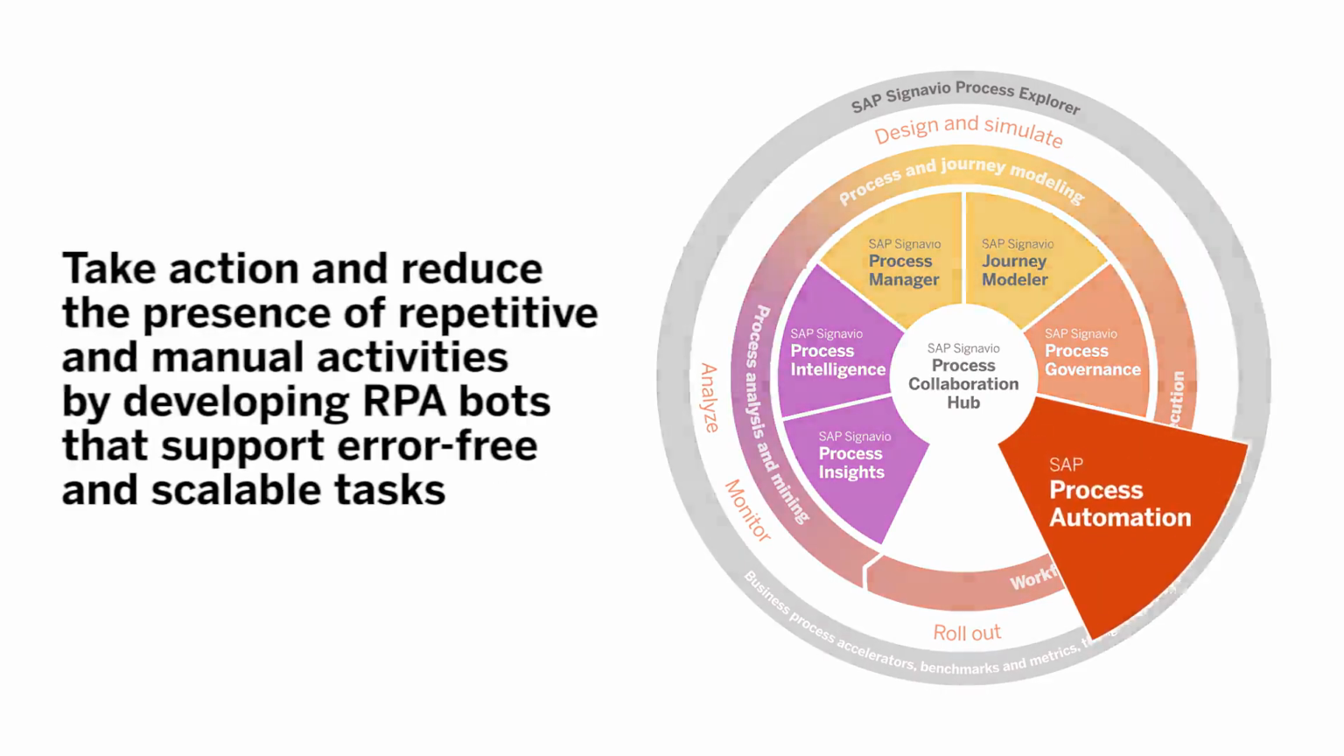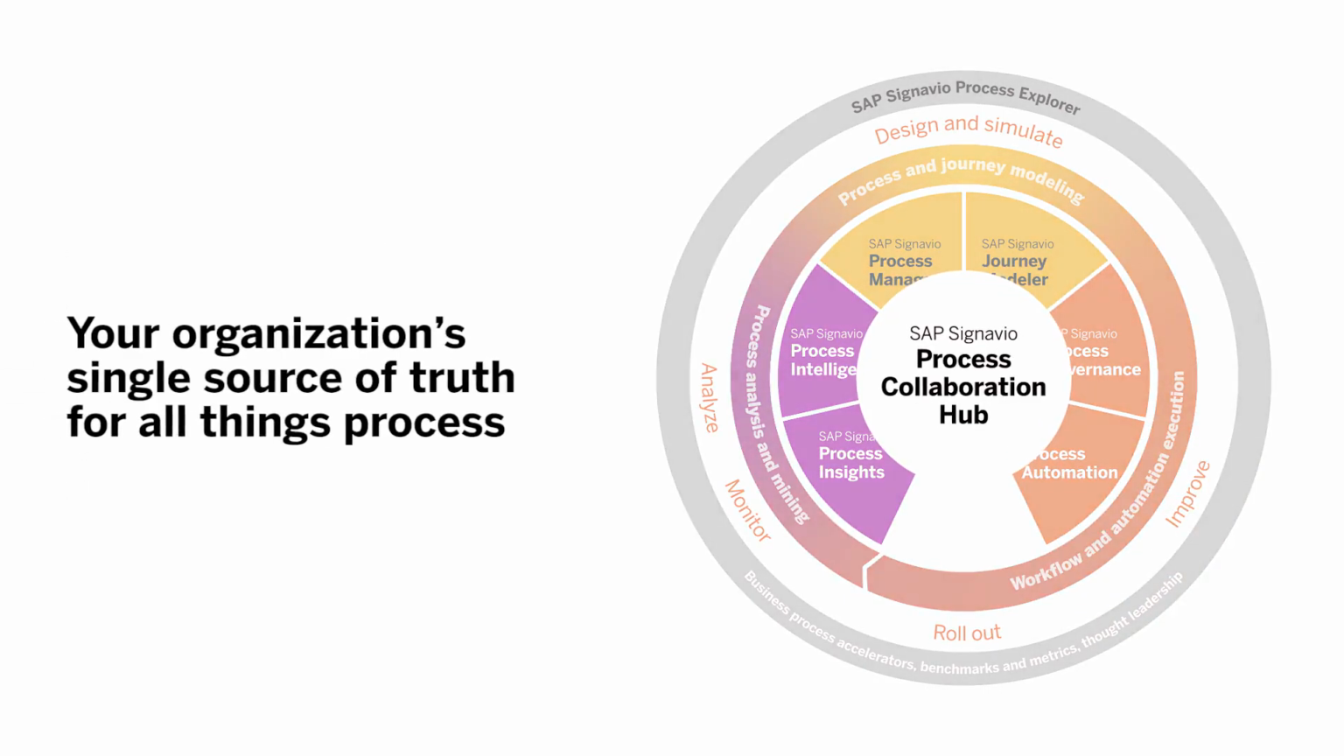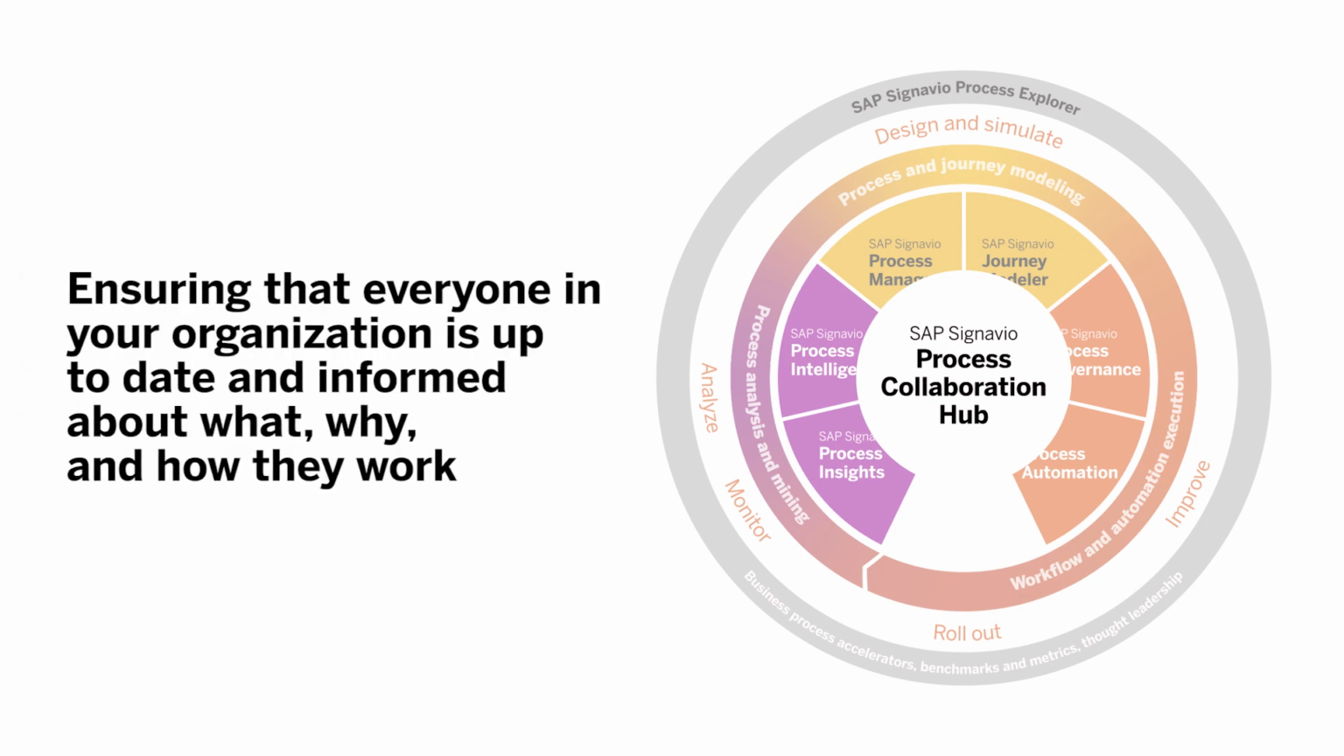SAP Process Automation enables you to then take action and reduce the presence of repetitive and manual activities by developing RPA bots that support error-free and scalable tasks. All this comes together in SAP Signavio Process Collaboration Hub, your organization's single source of truth for all things process, ensuring that everyone in your organization is up to date and informed about what, why, and how they work.